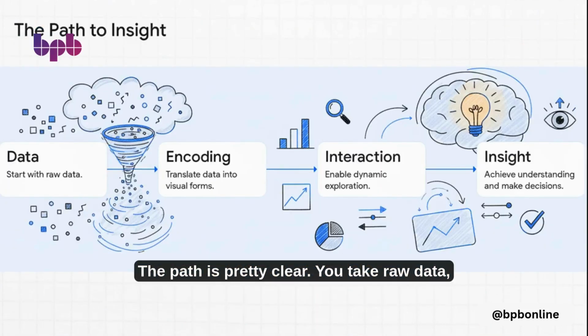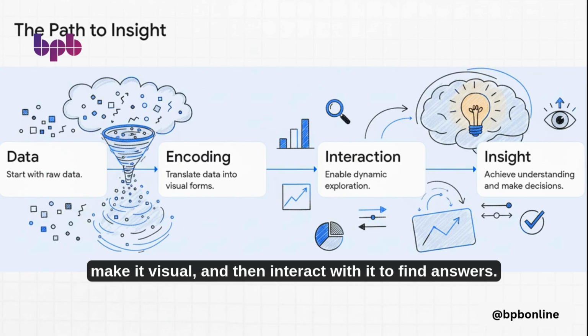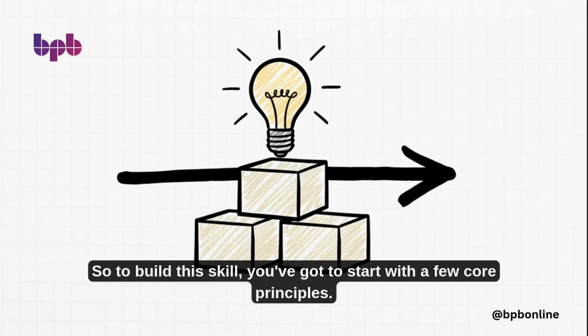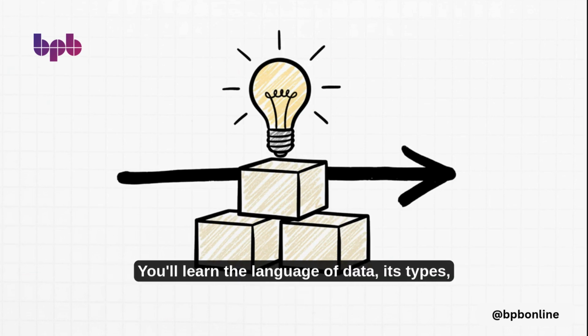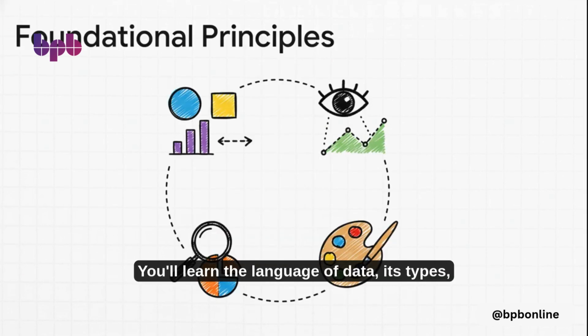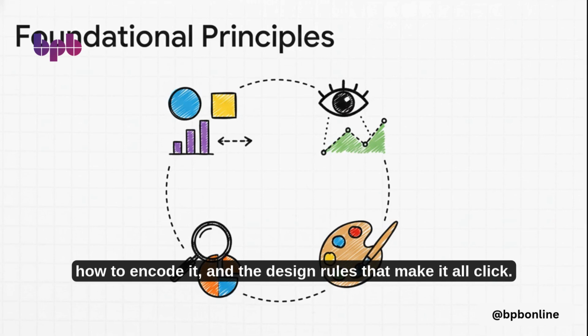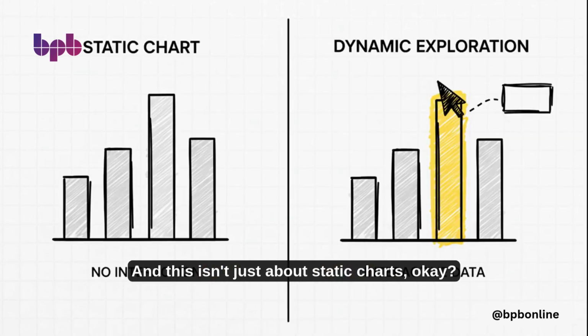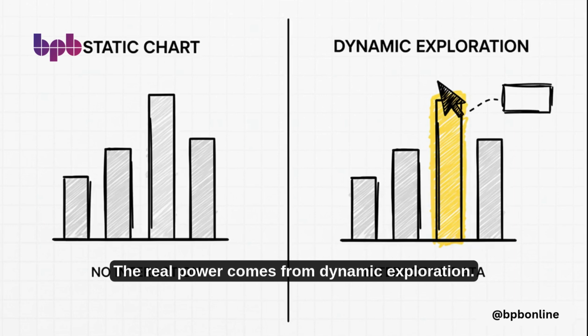The path is pretty clear. You take raw data, make it visual, and then interact with it to find answers. So to build this skill, you've got to start with a few core principles. Let's dive in. You'll learn the language of data, its types, how to encode it, and the design rules that make it all click. And this isn't just about static charts, okay? The real power comes from dynamic exploration.